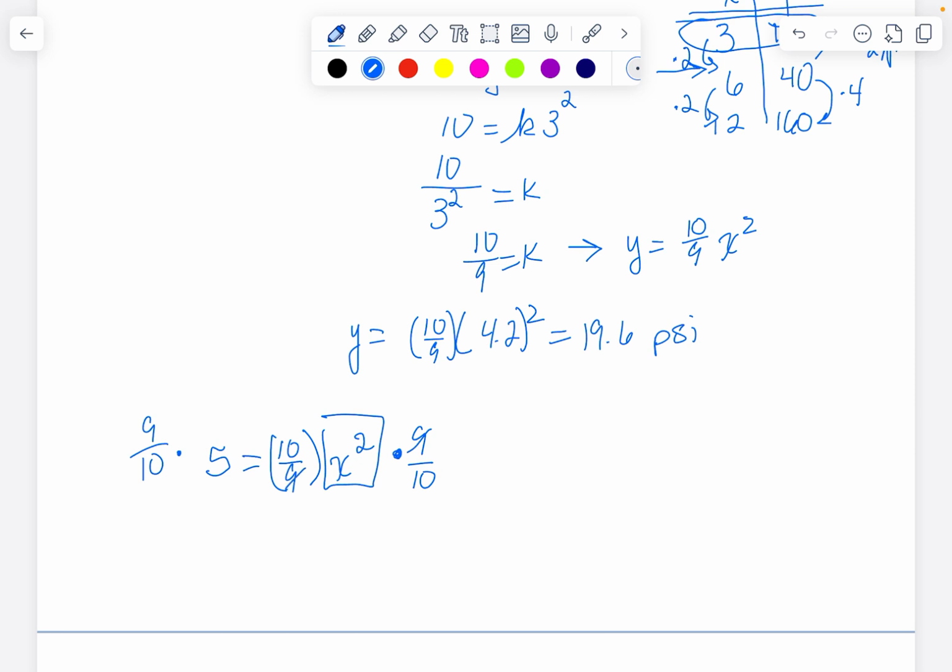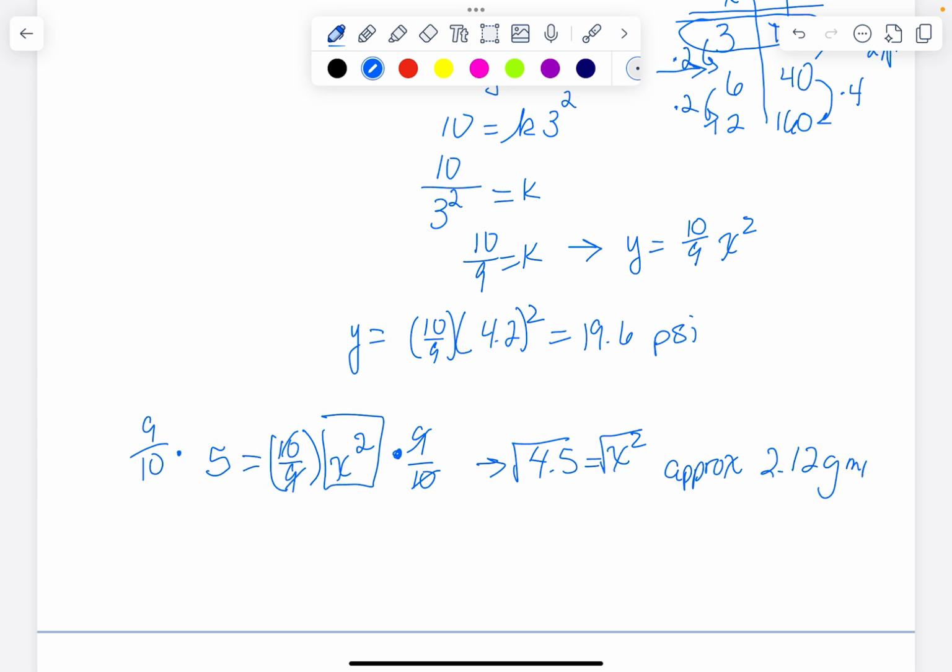This side cancels out, and we will have 9 over 10 times 5. Using your calculator, you'll get 4.5 equals x squared. And we know that we're going to square root it, and that will give me approximately 2.12 gallons per minute. And you'll see that it's rounded because taking the square root in your calculator gives you a long decimal, a nice irrational number that does not repeat. So that is how we would use these with our whole numbers.